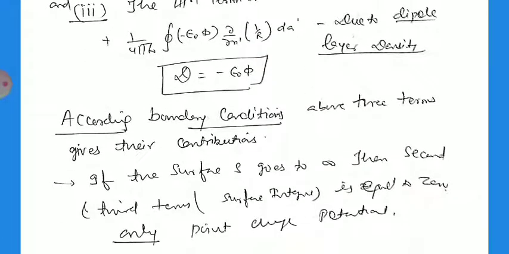So according to the boundary condition, the above three terms give their contributions. If the surface S goes to infinity, then the second and third terms will be equal to 0. Only the point charge potential will be there.